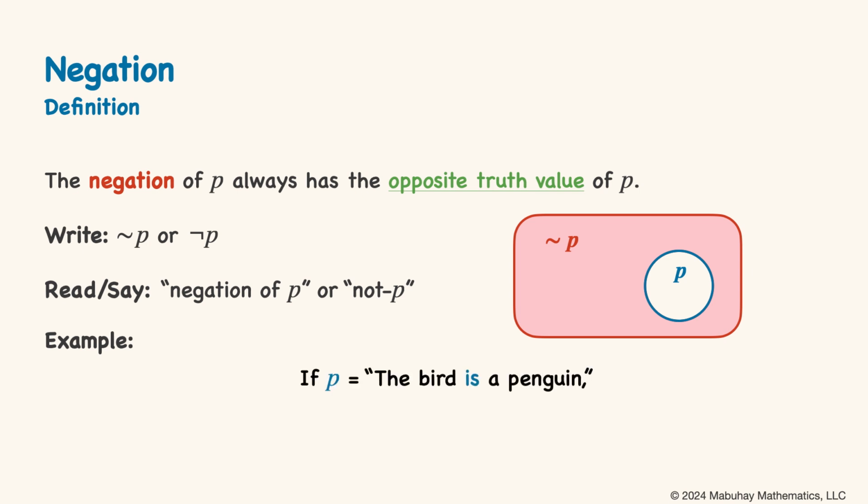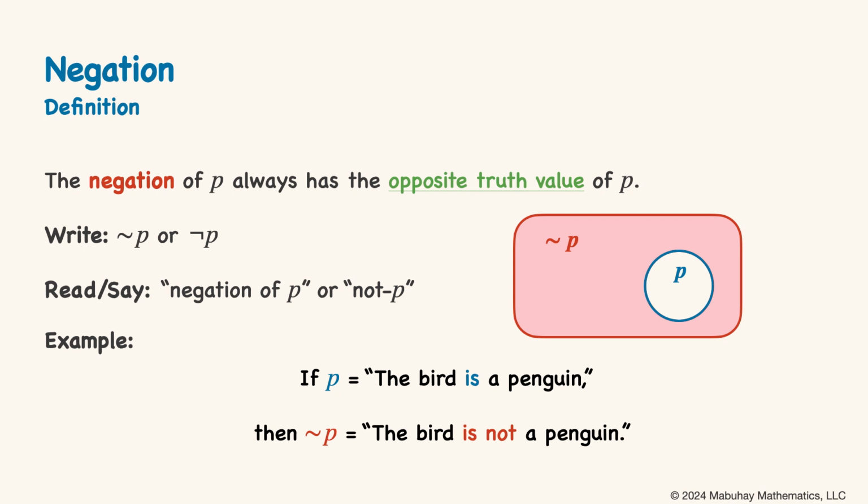So for instance, if P is the statement, the bird is a penguin, then if you're thinking of this diagram, you could think of every bird that's a penguin being inside of that circle labeled P. Then what's the negation of P? Not P is the bird is not a penguin. And so every bird that's not a penguin would be in this outer region labeled not P.